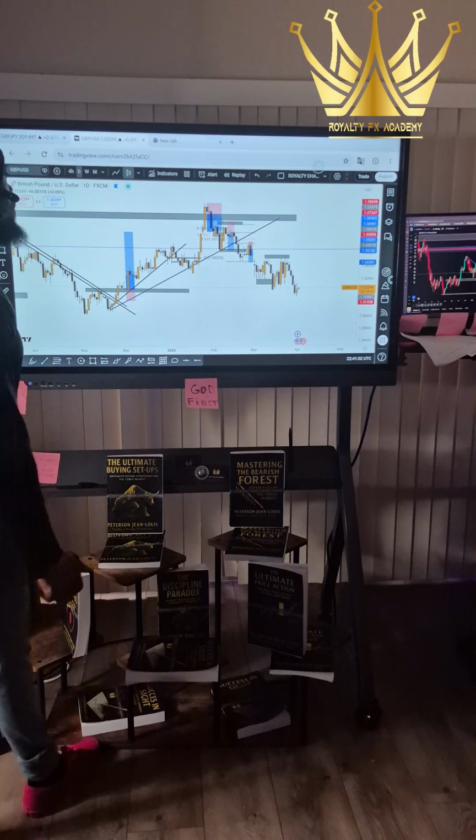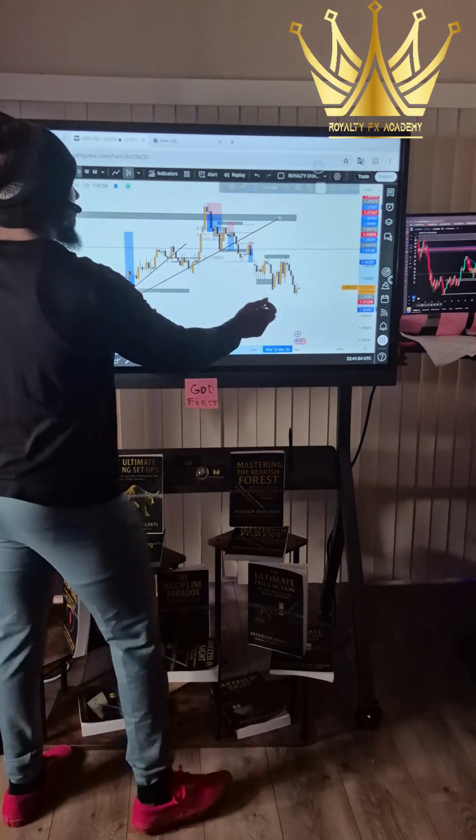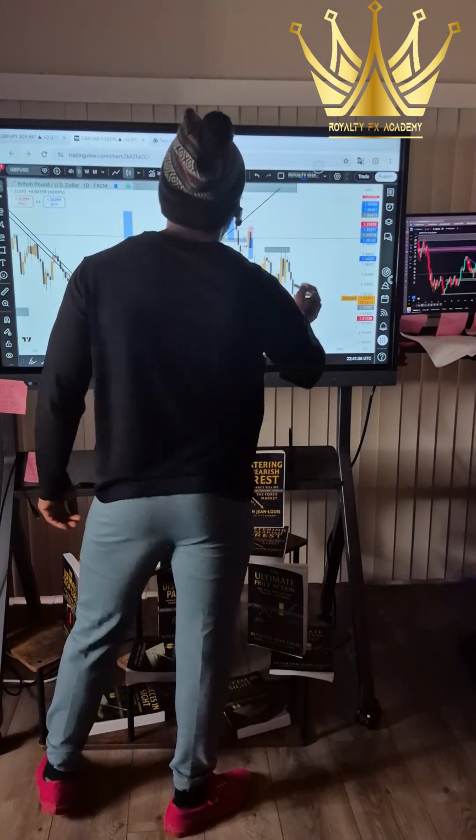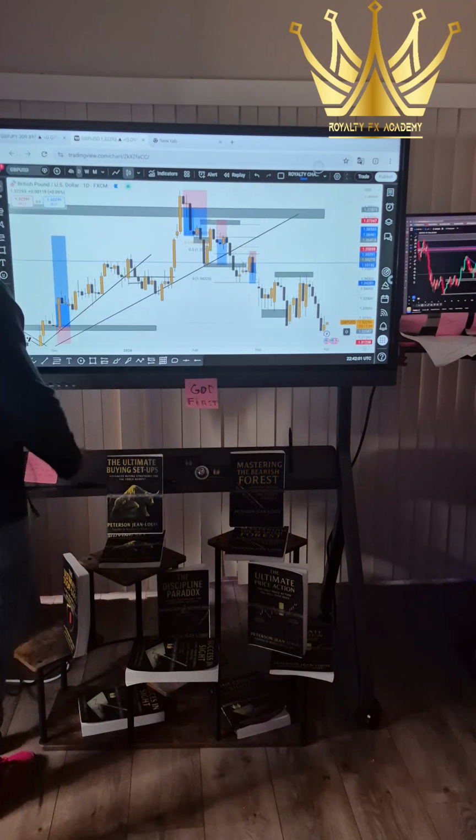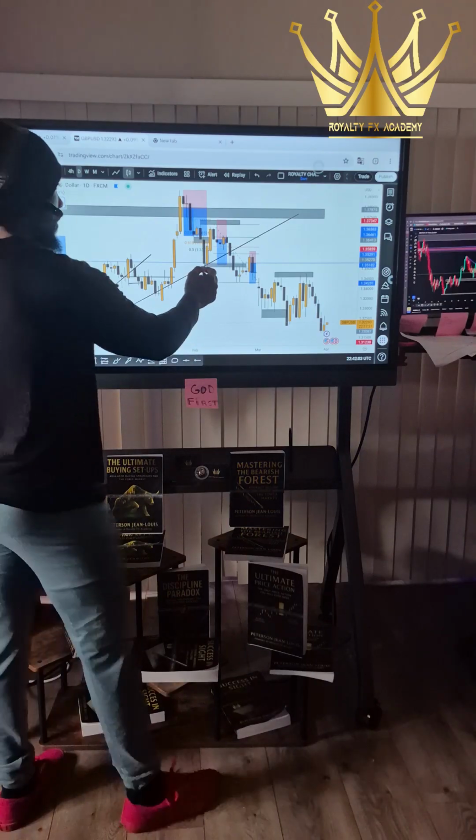Okay. Now, zones here, you can see it. Let me enlarge this for you guys, so we can see it as clear as day. Look at that. I want you to be able to see it. Okay. This is the zone here.